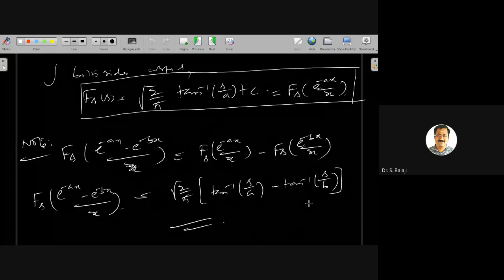Okay, right. All of you just note down the note of this part here. You can use linearity. We'll move on to another problem.